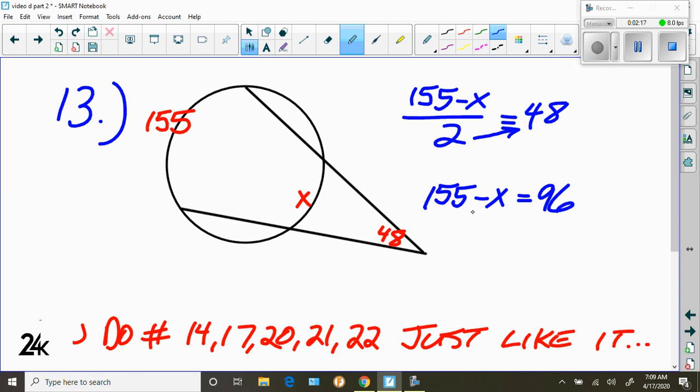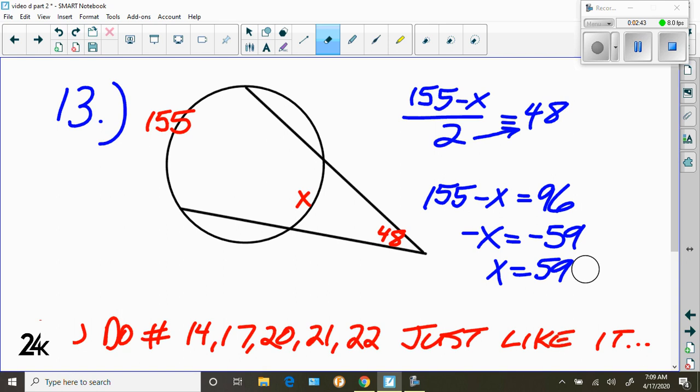Okay, and now I'm going to subtract 96 minus 155 and get negative 59. Okay, and so if that's negative 59, there we go, then regular x is just 59. Okay, and that's that. And that's it.